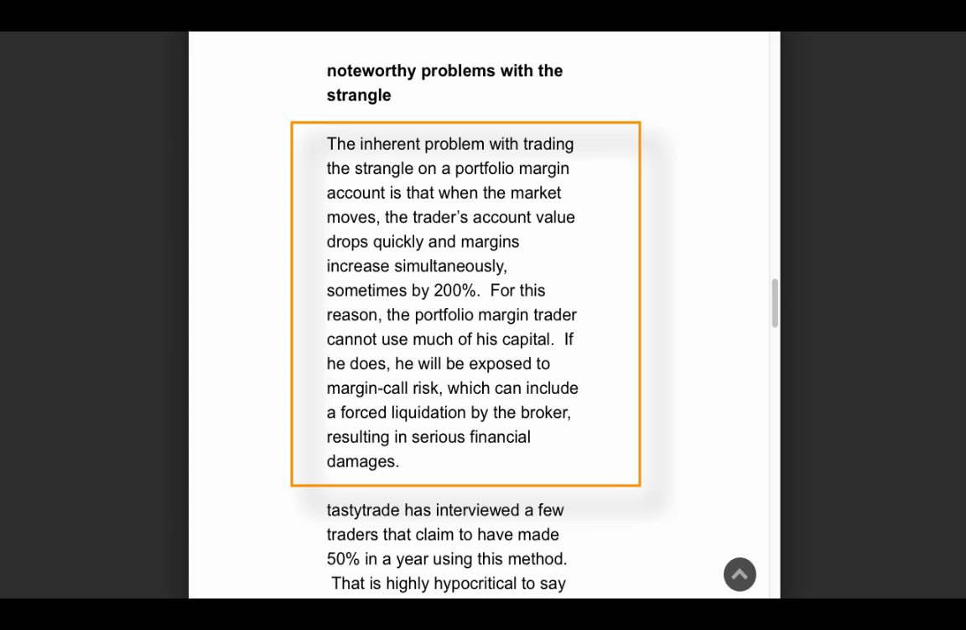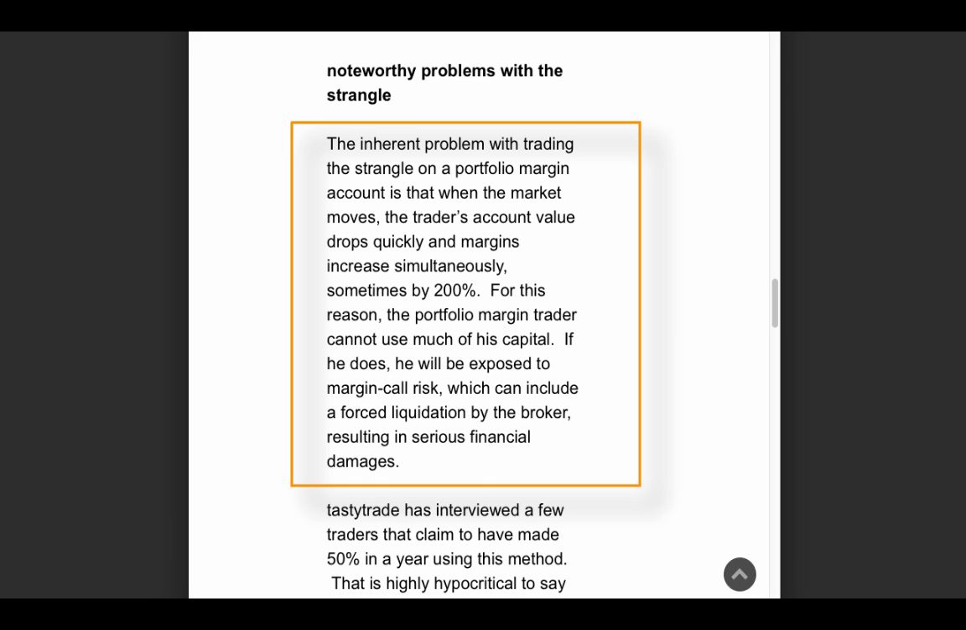The inherent problem with trading the Strangle on a portfolio margin account is that when the market moves substantially, so let's say the market drops 3% in a day, or 5 or 10% in a week, for example, your volatility increases. This trade is heavily negative vega, so you get crushed from that increase in volatility, but at the same time, you're also losing from the directional move. And then while that happens, the margins go up. Sometimes they double, triple, quadruple.